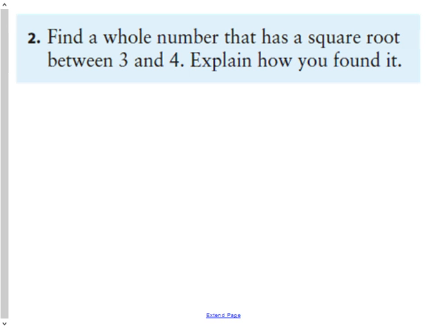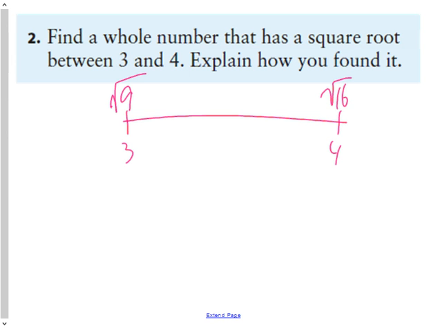Question 2 says, find a whole number that has a square root between 3 and 4. So again, if I was to write square root between 3 and 4, so its square root is 3 and 4. So therefore, the square root of 9 is 3, and the square root of 16 is 4. So the square root is 3 decimal something.